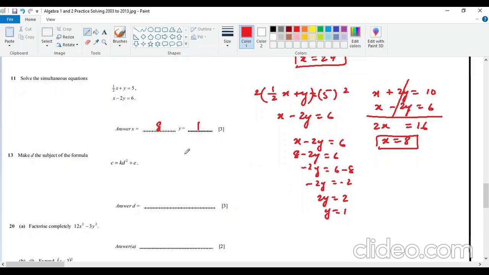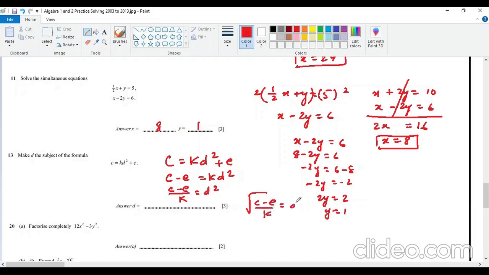Now in here, making d the subject of the formula, and the question is that c equals kd square plus e. In this question it says c is equal to. Now I want to know how much d equals to. So the first step I will take is c minus e equals kd square, and then c minus e over k equals d square. That means under root c minus e over k equals d. This is going to be a final answer.